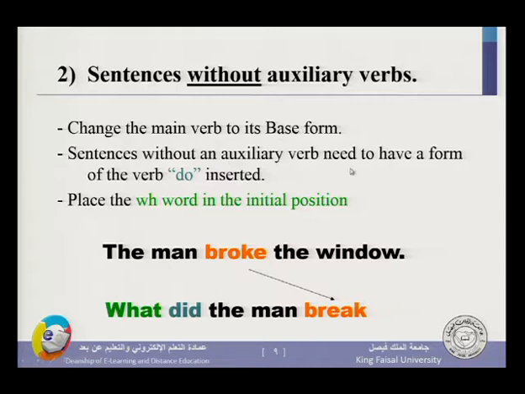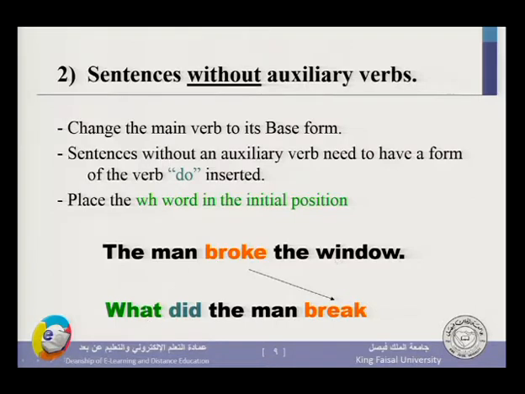Sentences without an auxiliary verb need to have a form of the verb do inserted. See here? Here we need to have a form of the verb do, depending on the tense of the sentence. This sentence is in the past tense, right? The past simple tense, broke. This means I must use did, right? So the man broke the window. I can ask about what did he do, right?